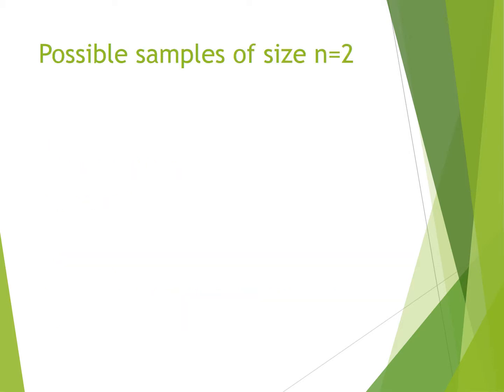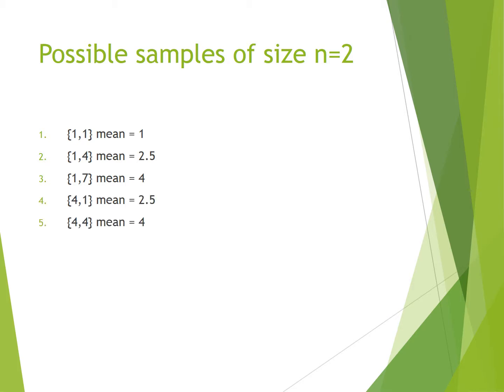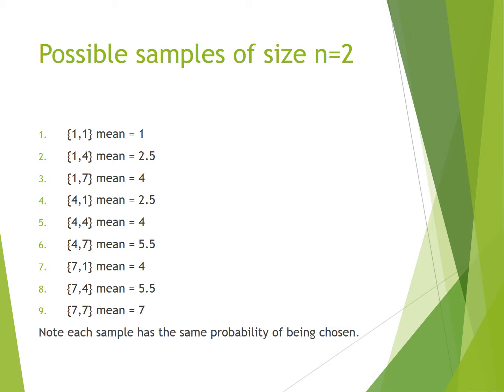So all the possible samples. We could have a 1 and a 1, and the mean of 1 plus 1 divided by 2 is 1. We could have a 1 and a 4, and 1 plus 4 divided by 2 is 2.5. We could have a 1 and a 7, which is 1 plus 7 divided by 2, which is 4. 4 and 1, 4 and 4, 4 and 7, 7 and 1, 7 and 4, 7 and 7. Now note we have 9 possible samples here, and 9 possible sample means.